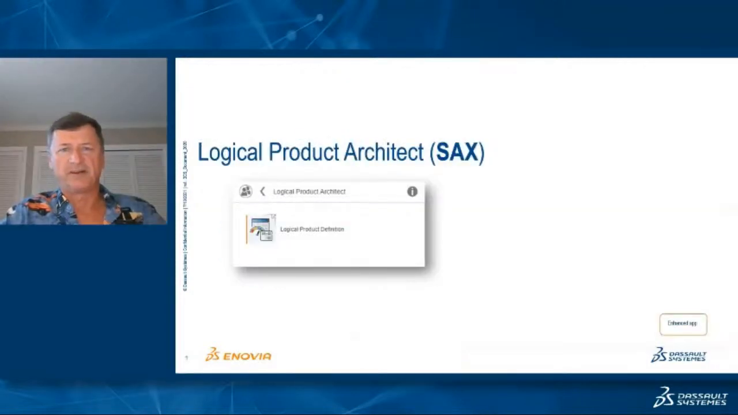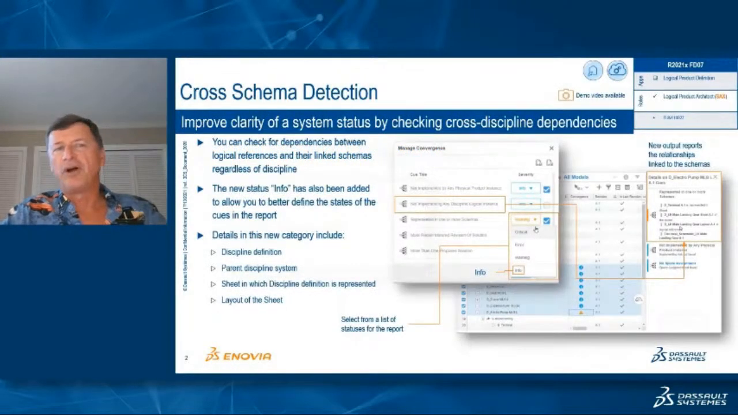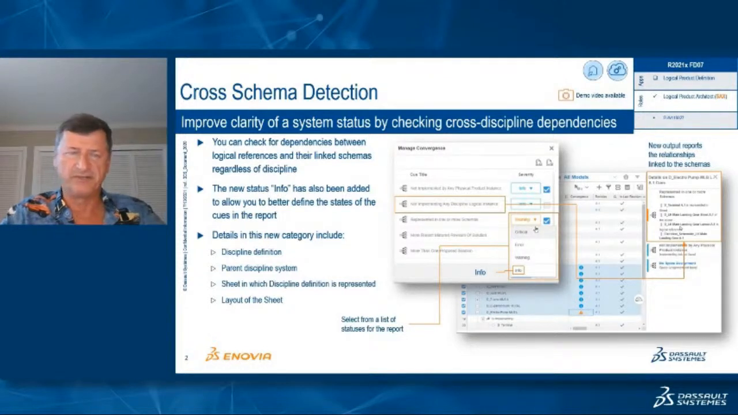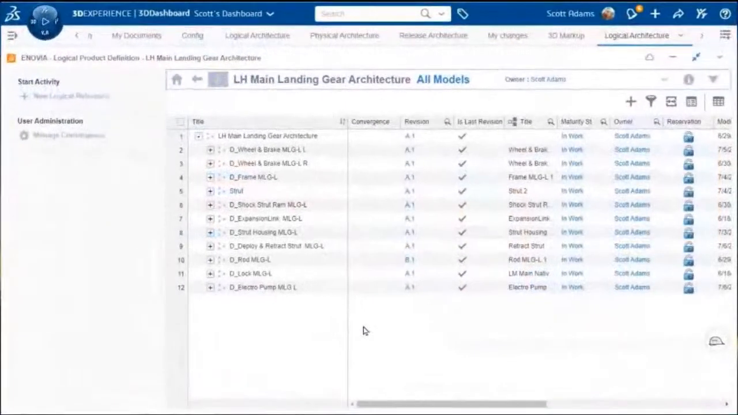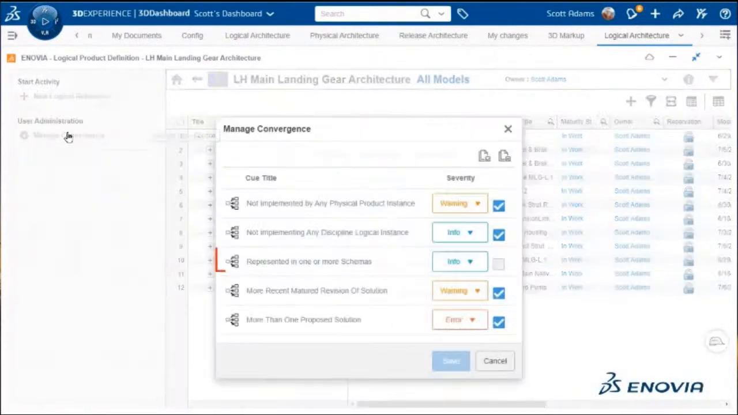For the Logical Product Architect, we now introduce a new cross-schema detection capability within the Convergence report. This new ability allows us to check for dependencies between logical references and their linked schemas, regardless of the discipline the schematic is associated to. The new status info has also been added to allow you to better define the states of the queues in the report. Let's take a closer look at this enhancement.